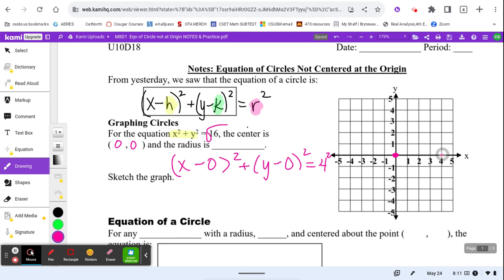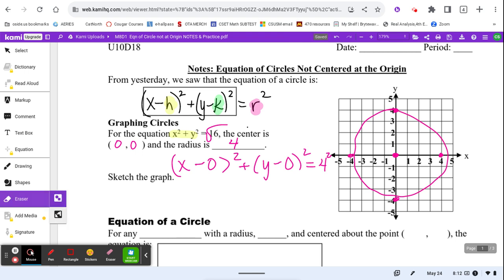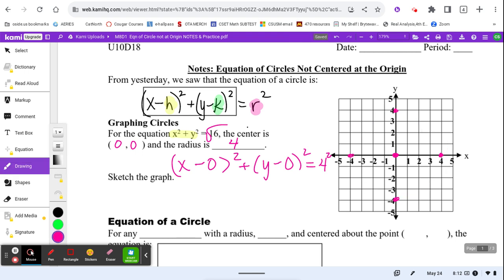1, 2, 3, 4. 1, 2, 3, 4. So my radius shows up in all four directions. And then here comes the fun part. You get to try to draw a nice circle going through all 4 points. So here comes the fun of drawing. Let's see how you do, hopefully better than me. Try to make it look like a circle. See how mine looks sort of diamondish?